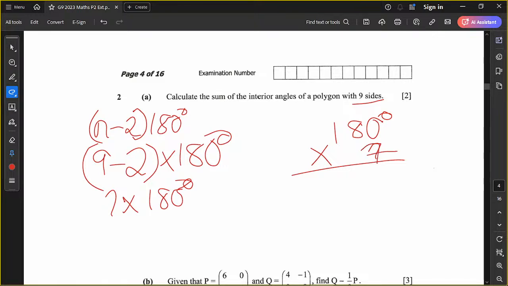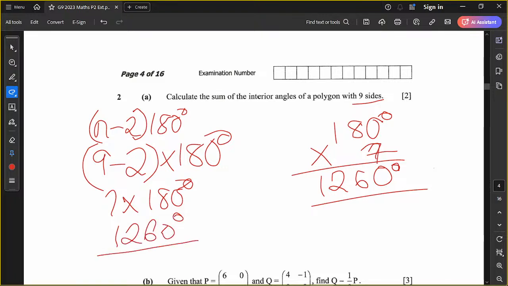7 times 0 will give us 0. 7 times 8 gives us 56, so we write 6 carry 5. 7 times 1 will give us 7, plus 5 will give us 12. So 1260 degrees is the total sum of interior angles of a polygon with 9 sides.